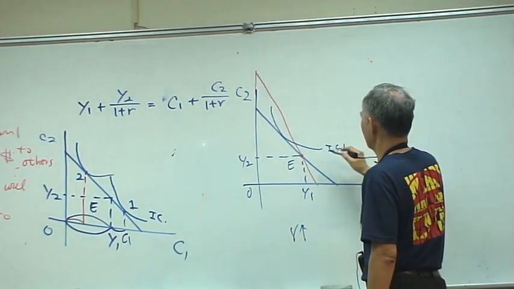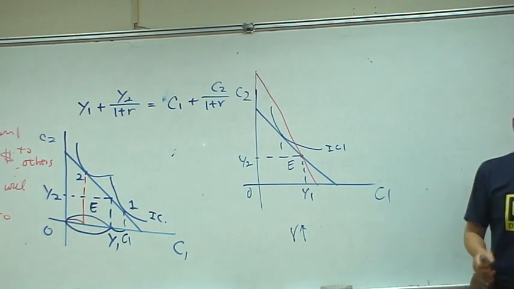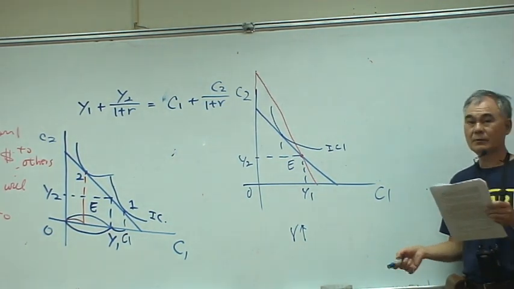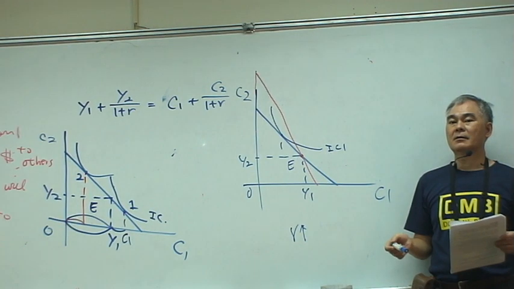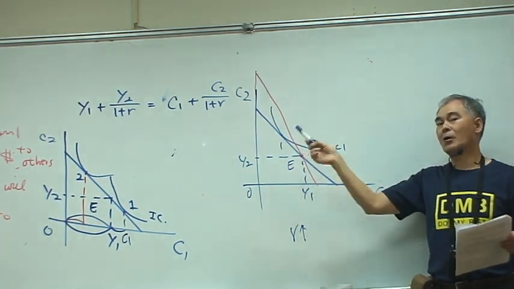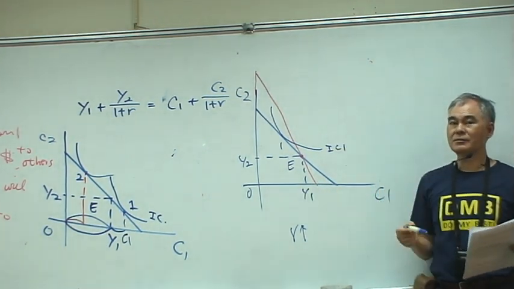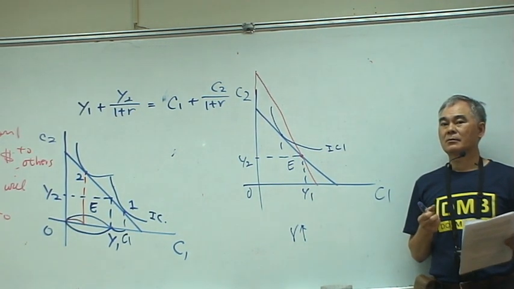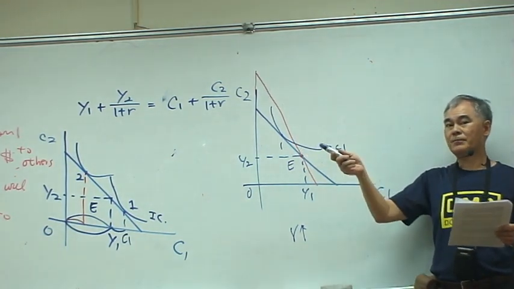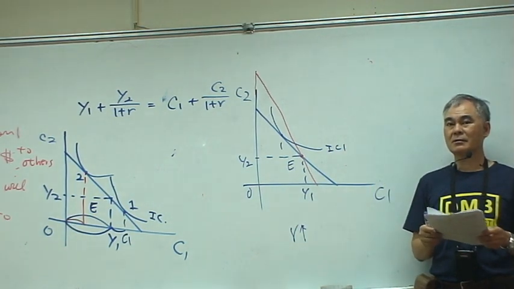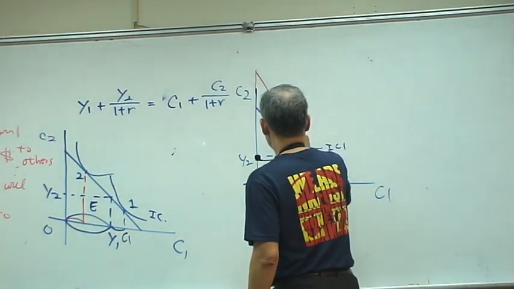So this is IC1 and here is 1. And so what is this person? Is he a saver or a borrower? He lends money to others or he borrows money from others. Which one? This person borrows money from others or lends money to others? He's a saver, so he lends money to others. Okay?